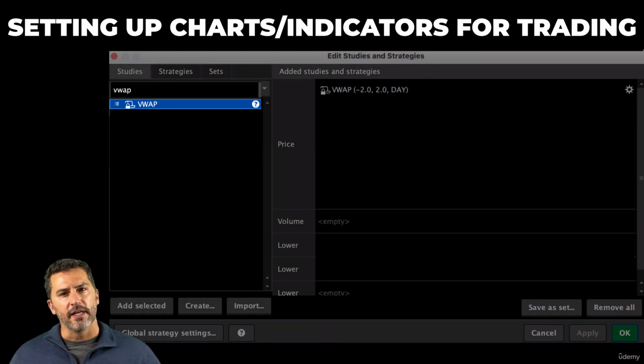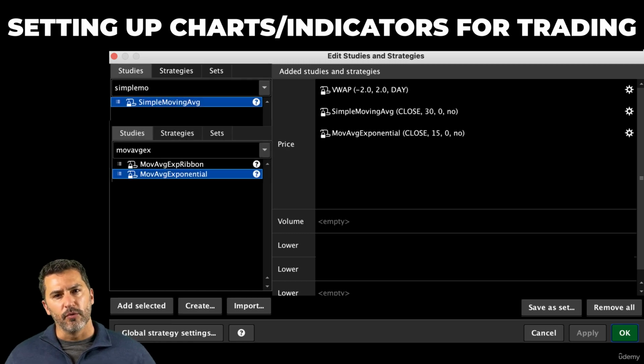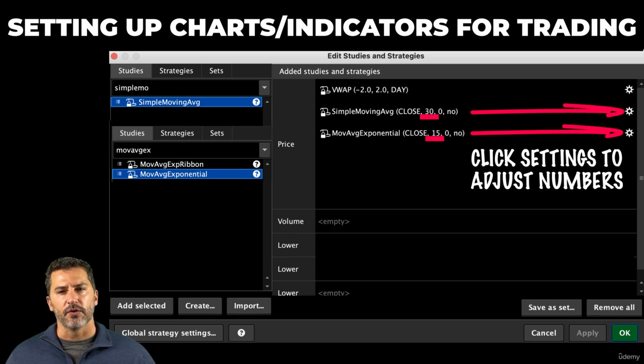So to our chart, we'll be adding the VWAP, as this will act as one of our resistance or support indicators. Next, we'll add moving averages, simple and exponential, with the settings 10 and 40 or 15 and 30. It all depends how tight or loose you want to make your averages.